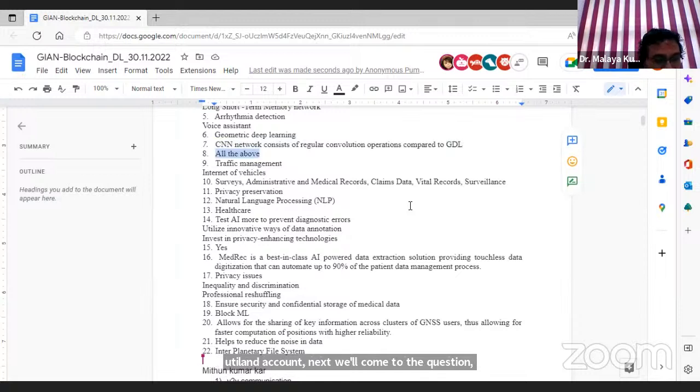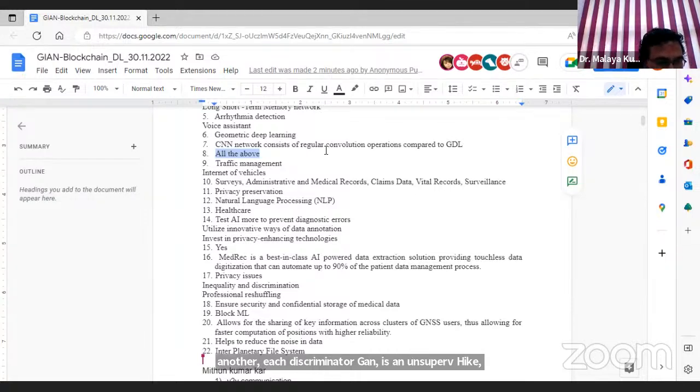Identify the correct statement. Here I have given some statements. GAN is a deep learning model. GAN stands for generative adversarial network. It has 2 blocks, one is called generator, another is a discriminator. GAN is an unsupervised learning technique. All the above, none of the above.